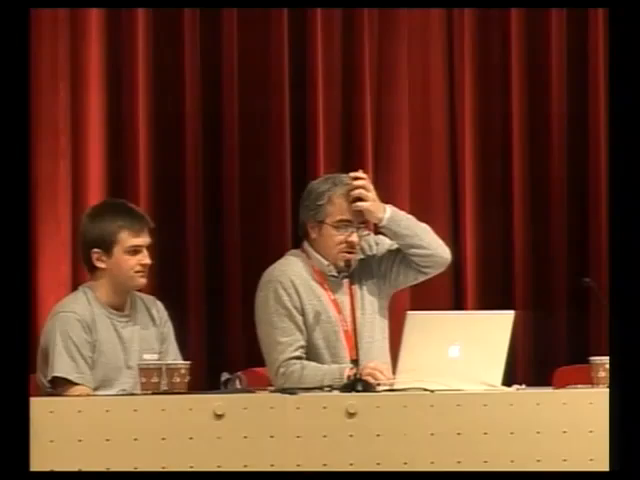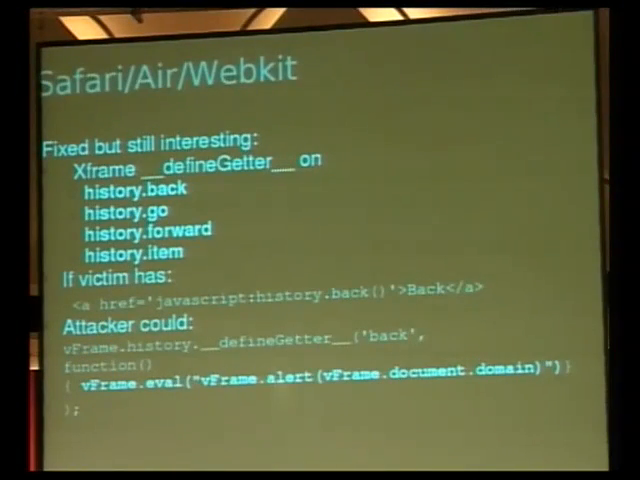Now Safari, WebKit, it was fixed, but it's still interesting. There was this issue that an attacker could use the find getter in order to overwrite history back, go forward, and item. So if the victim uses the history back function, and that is quite common, no? The attacker could overwrite the getter and execute code by using the eval function of the victim's frame, which is executed in the context of the victim. And no exception, no same origin policy violation is triggered, and this one got executed in the victim context.